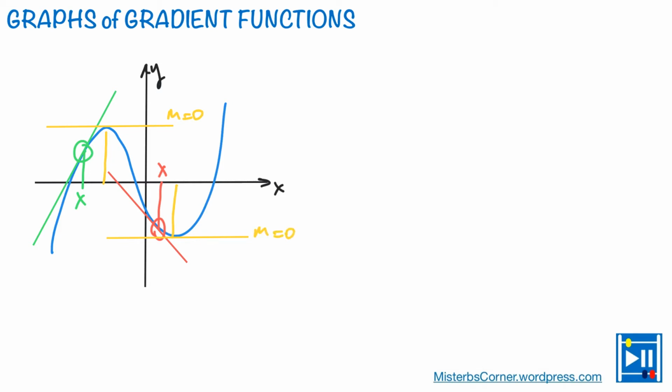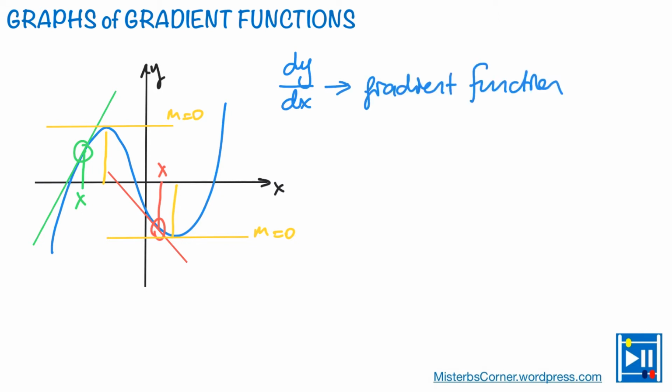Now, just because the gradients are variable, we have this gradient function. So the derivative of a function is always the gradient function. And to find the gradient of the tangent line or the gradient of the curve at a given x value, we have to substitute that x value into the gradient function, which is the derivative of the function.